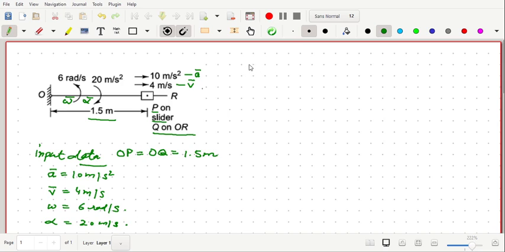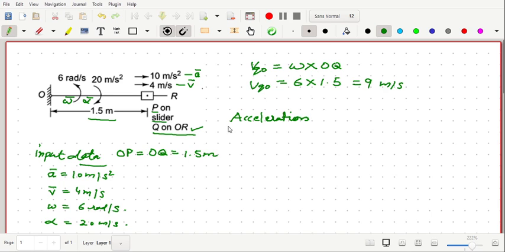So let us solve it by first calculating the velocity of point Q on link with respect to the fixed point O, which should be given as the omega into the distance of the point Q from the fixed end, which is OQ. Omega is given to us as 6 radian per second and OQ is 1.5. So this will come out to be 9 meter per second. So this is the velocity of the point Q which is on link OR. Okay, so this is VQO.